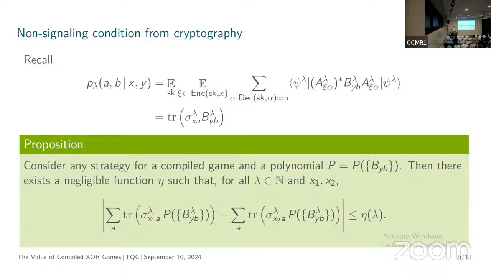But then what we actually get is this non-signaling property, which is really the same as before, but now we can actually take polynomials in the operators of Bob, not just the Bob operators. So usual non-signaling would just be, I have those B's, I can put them in there, and then this sum over the trace would be the same up to negligible for x1 and x2, but now we have the same even for all polynomials in the Bob operators.